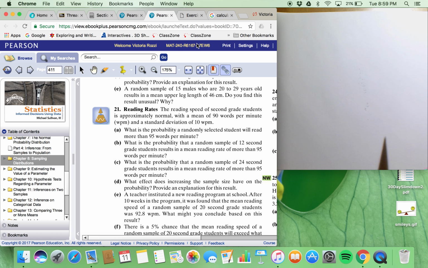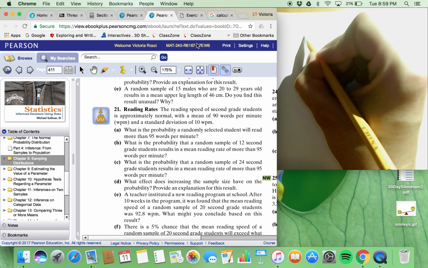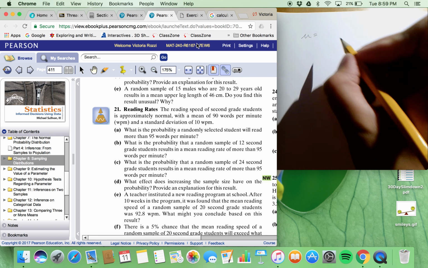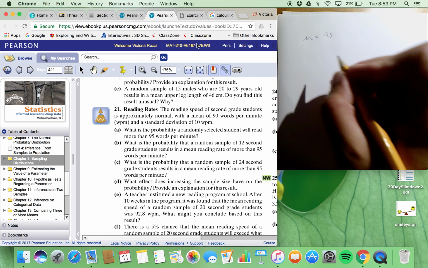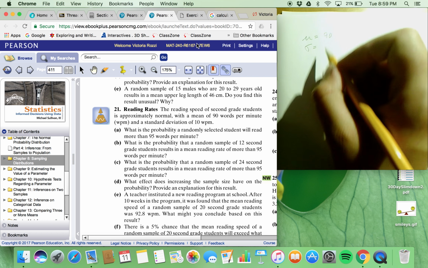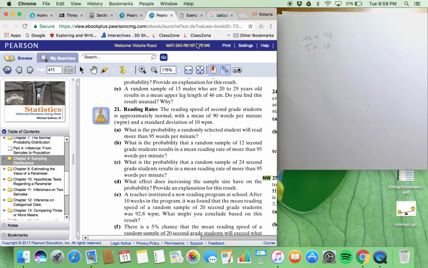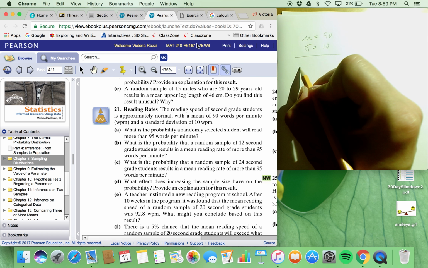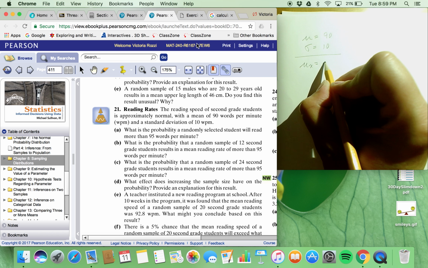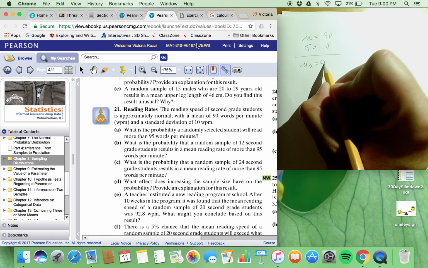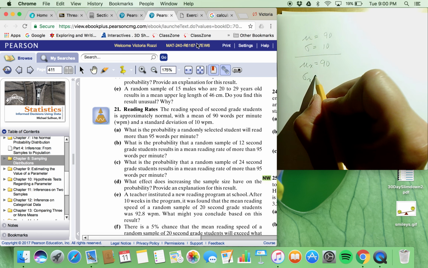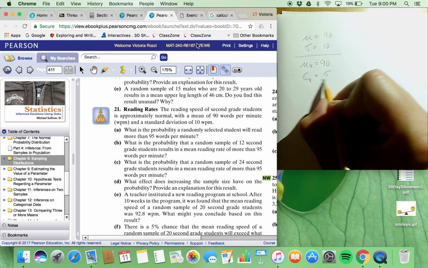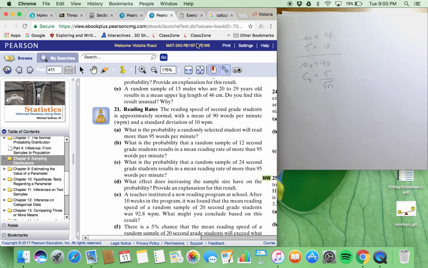Let's just talk about what we have here. In this problem, we have that the mean is 90 words per minute, and that the standard deviation is 10 words per minute. Now remember, when it comes to a sampling distribution, the mean of the sampling distribution is going to be the same as the mean of the distribution itself, as long as it's normal. But the standard deviation of the sampling distribution is going to be the standard deviation divided by the square root of whatever the sample size is.